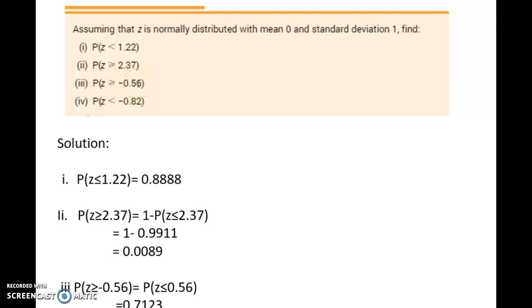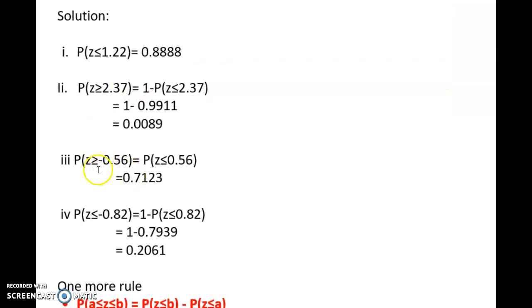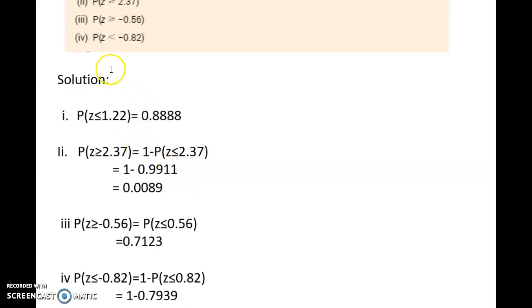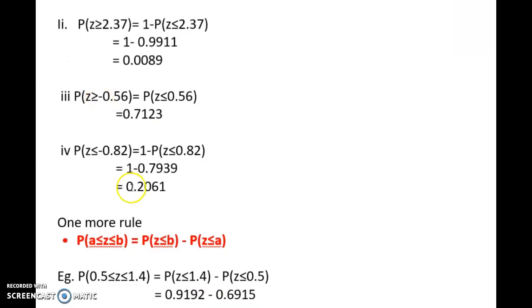P of Z greater than minus 0.065. That is just the same as P of Z less than the positive value. Okay, so greater than negative is the same as less than positive. And that's 0.7123. And then the last one, which is P of Z less than minus 0.82, and that is 1 minus the positive, which is 1 minus P of Z less than 0.82, and that's going to give you 0.2061.